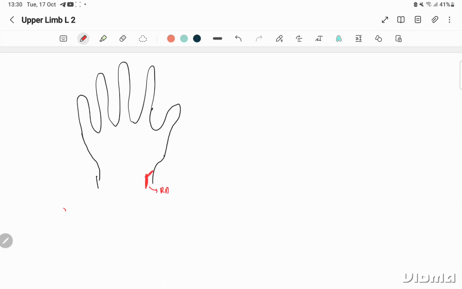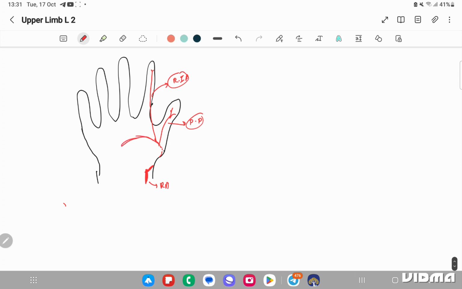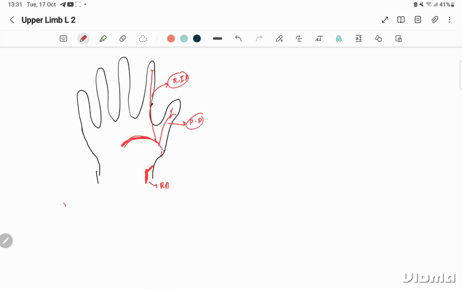The radial artery will go and come back in the anatomical snuff box. It will give a branch to this, called the princeps pollicis, and it will go to the index finger also, that is called the radialis indicis artery. Then it will form part of the deep palmar arch, the deep branch. This is a deep branch. Okay, and it will give a superficial branch too.